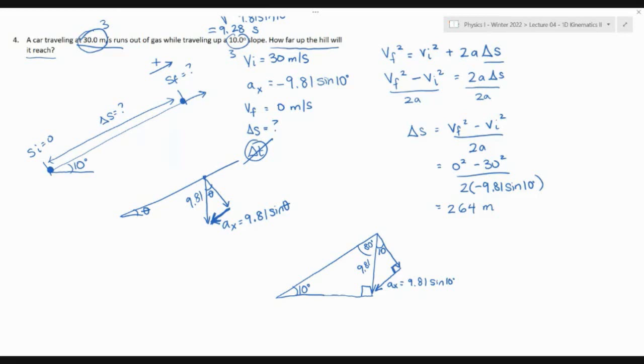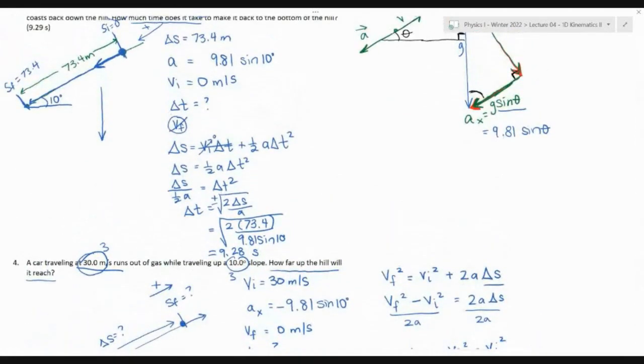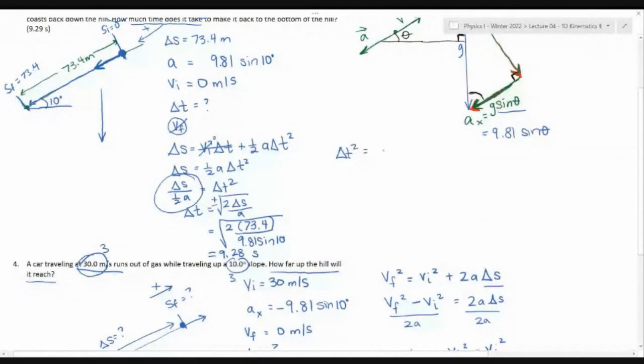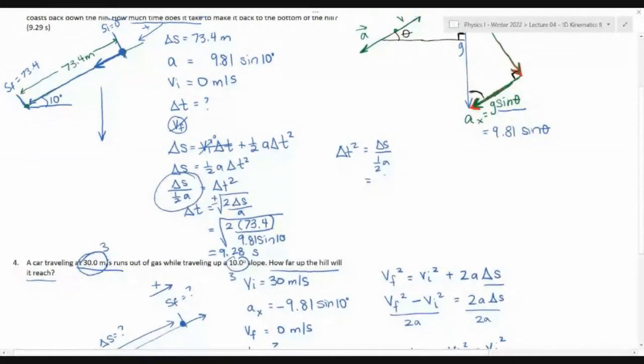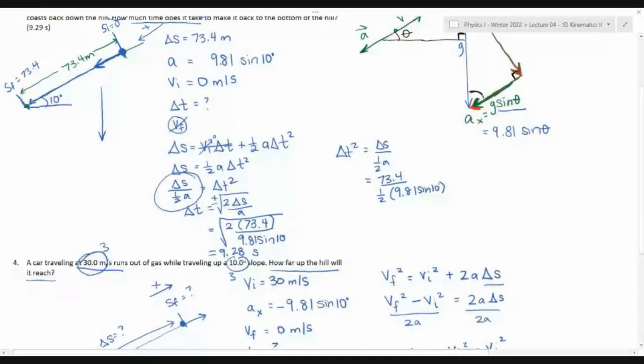Mohammed, do you have a question? Yeah, for question 3, do we have to show our work when we put 2 times delta S? You can do it like this, divided by A. You could write delta T squared equals delta S over 1/2 A, and then plug your numbers in like that: 73.4 over 1/2 times 9.81 sine 10. Is this what you mean? Yeah, but if you did another way where you put 2 delta S divided by acceleration, would we have to show our work on how we got there?